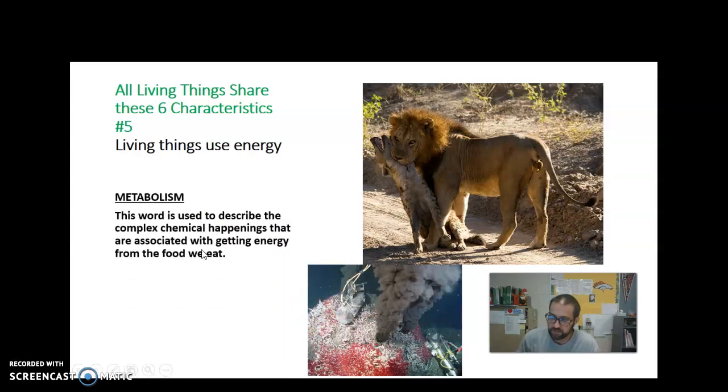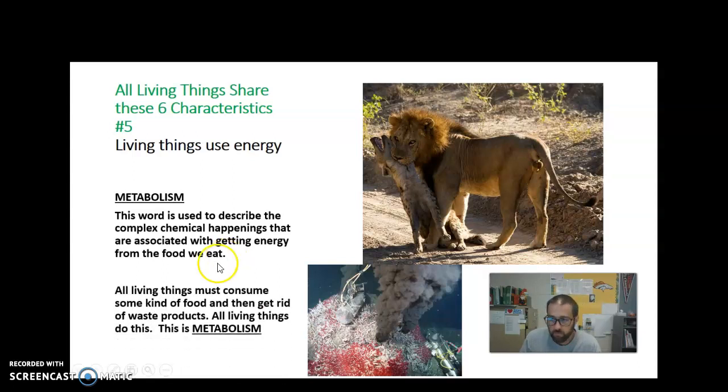So this takes us to a vocab word for the chapter, metabolism. This word is used to describe complex chemical happenings that are associated with getting energy from the food we eat. There is a lot to this. We just want to get the basics with you. So it's basically what happens in your body when you eat something. All living things must consume some kind of food to get energy, and they have to get rid of waste products. All living things have to do this, and this is metabolism.